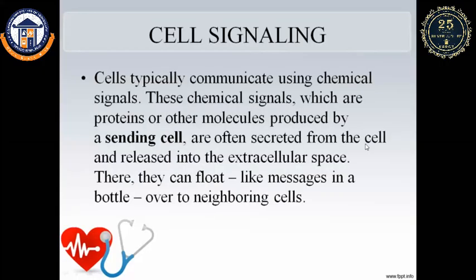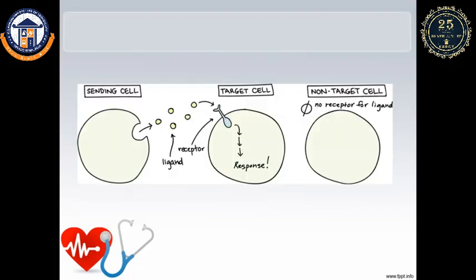Cell signaling. Cell signaling typically communicates using cell signals, and these chemical signals, which are proteins and other molecules, are produced by the sending cell, which is often secreted from the cells of our body. These signals float as messages through our body and go on passing to the nearby cells. The sending of this signal takes place by a ligand and receptor.